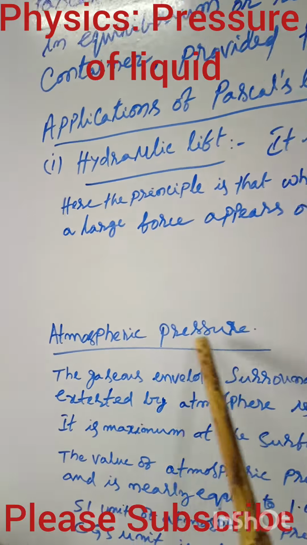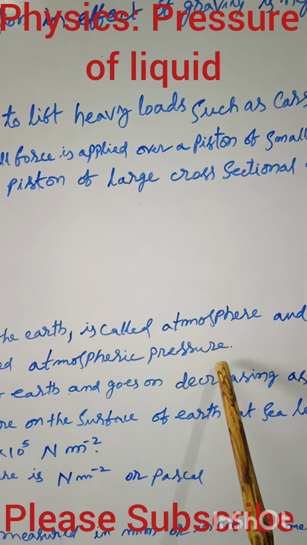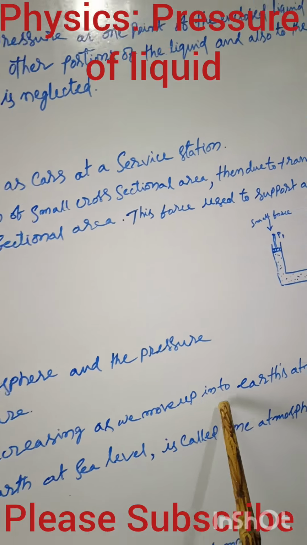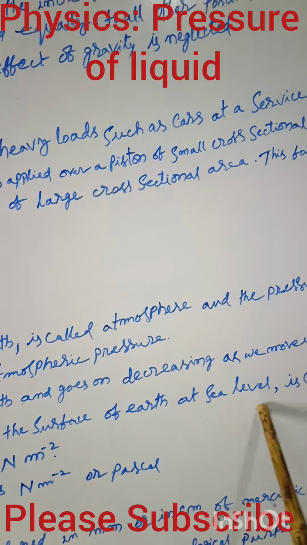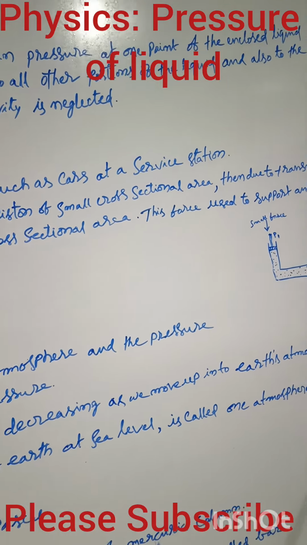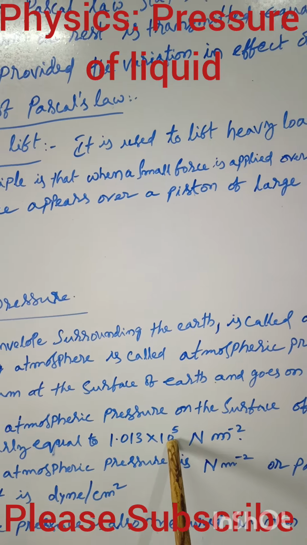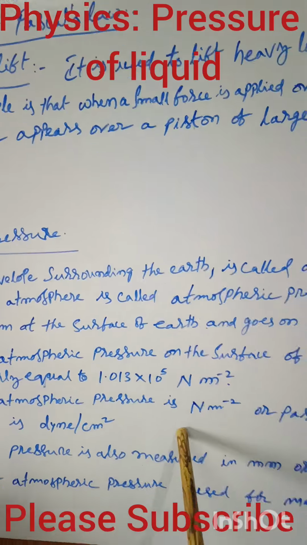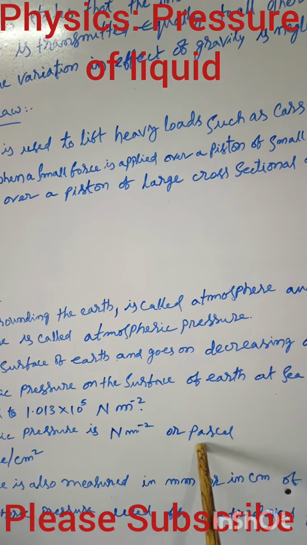So, atmospheric pressure. The gaseous envelope surrounding the earth is called atmosphere, and the pressure exerted by the atmosphere is called atmospheric pressure. It is maximum at the surface of the earth and goes on decreasing as we move up into the earth's atmosphere. The value of atmospheric pressure on the surface of the earth at sea level is called 1 atmosphere, 1 atm, and is nearly equal to 1.013 into 10 to the power of 5 Newton per meter square. The SI unit of atmospheric pressure is Newton per meter square or Pascal.